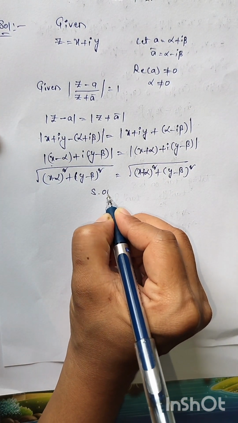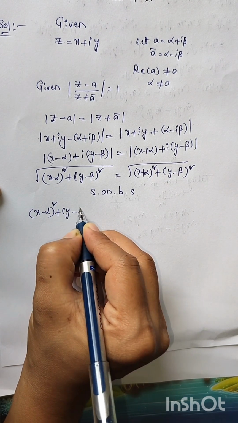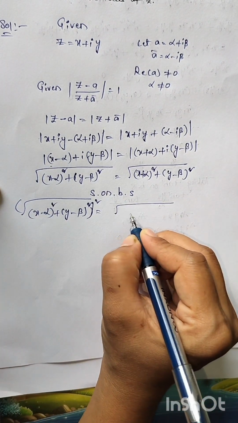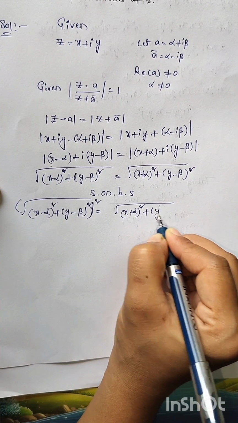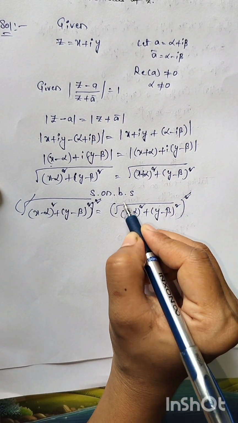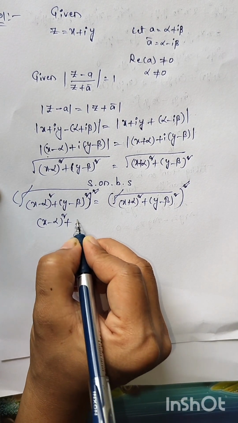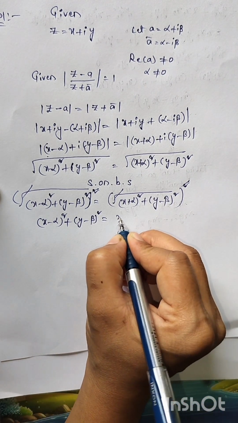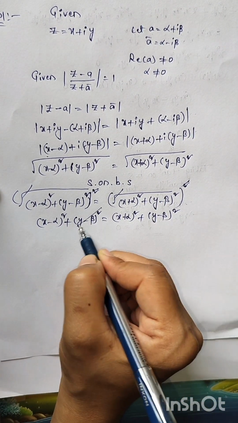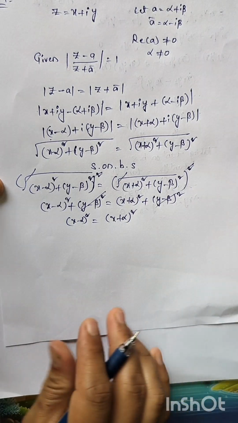Now squaring on both sides. (x minus alpha) whole square plus (y minus beta) whole square equals root of (x plus alpha) whole square plus (y minus beta) whole square, whole square. The square root cancels. So the remaining term is (x minus alpha) whole square plus (y minus beta) whole square equals (x plus alpha) whole square plus (y minus beta) whole square. Here (y minus beta) whole square gets cancelled. The remaining term is (x minus alpha) whole square equals (x plus alpha) whole square.